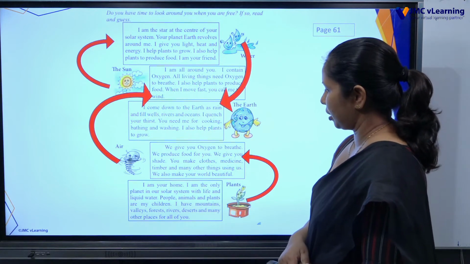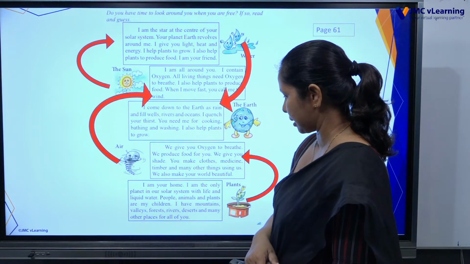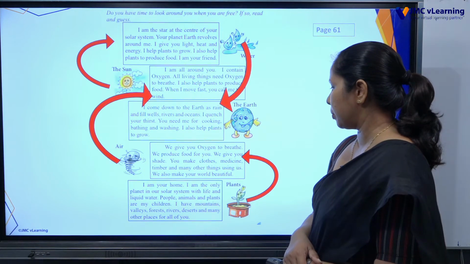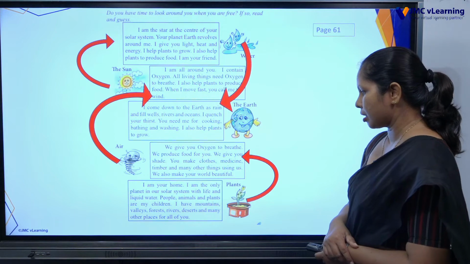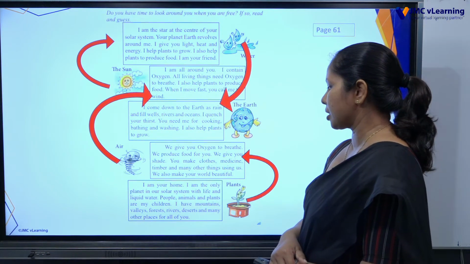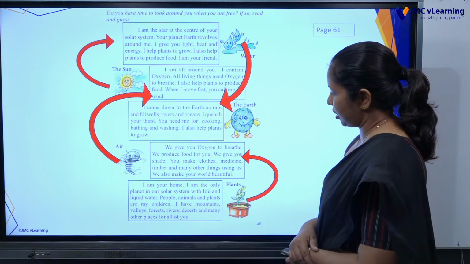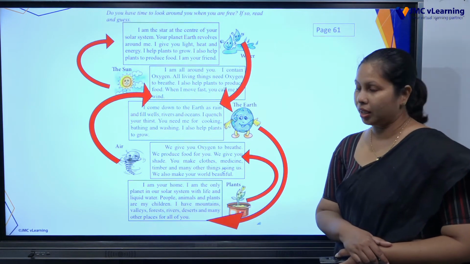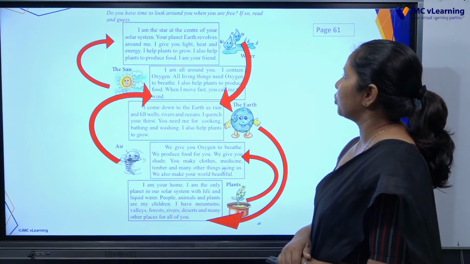The final one. I am your home. I am the only planet in our solar system with life and liquid water. People, animals and plants are my children. I have mountains, valleys, forests, rivers, deserts and many other places for all of you. So, the answer is the earth. So, I think you can do this alone in your pupils book.